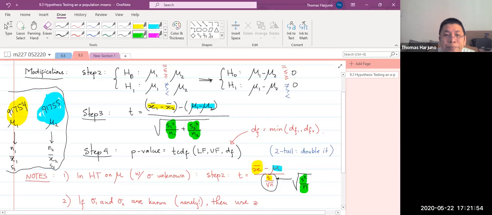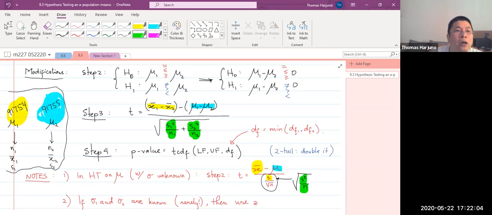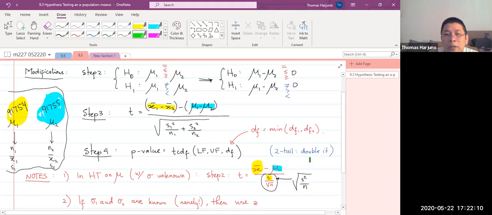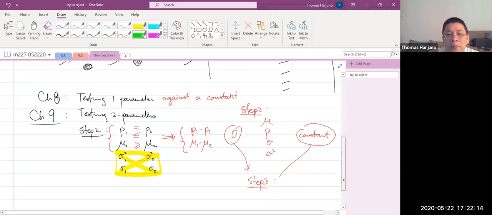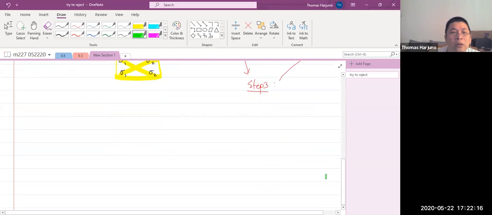Now, the reason for this formula in step 3, besides that it mimics what we had before, is that it actually comes from the central limit theorem. Okay, the central limit theorem, if you would like to know, says the following. This is the other version of the central limit theorem.